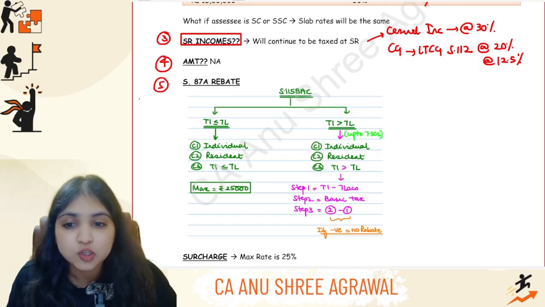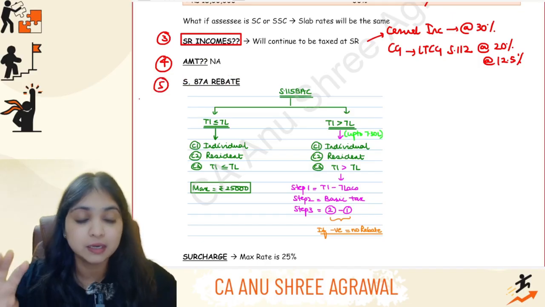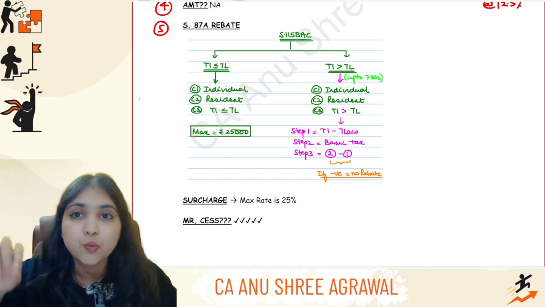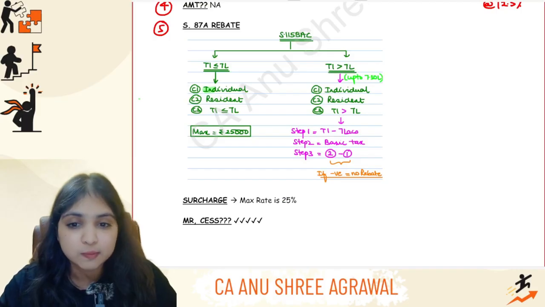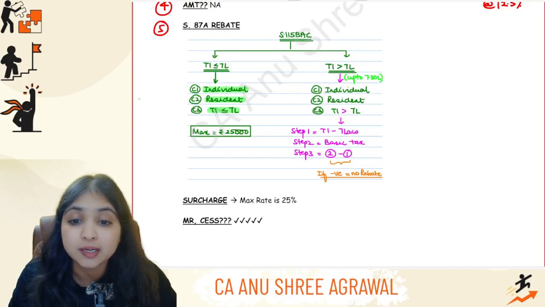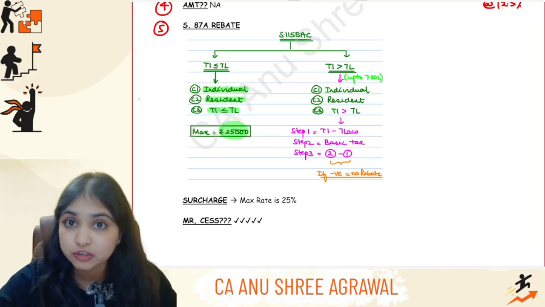Okay, then comes your point number 5, section 87A rebate. Now under 115BAC, if you want to enjoy 87A rebate, 3 conditions have to be fulfilled. Condition number 1, you must be an individual. Condition number 2, you must be a resident, and condition number 3, your total income should be within 7 lakhs. If all these conditions are fulfilled, maximum 25,000 rebate you will enjoy.